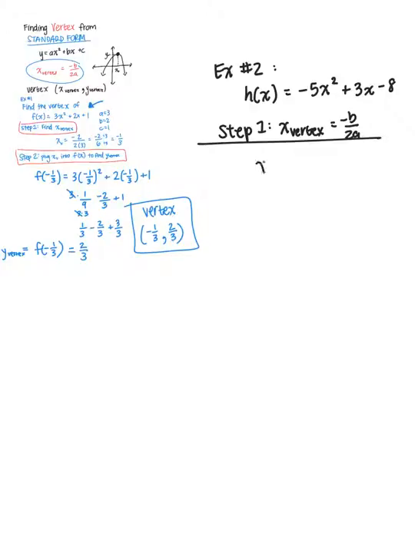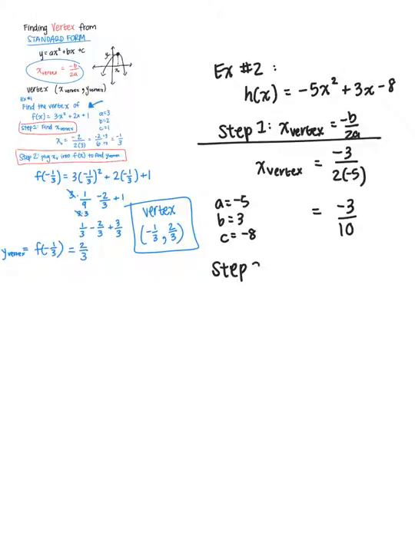And that is going to give us, with an a of negative 5, a b of 3, and a c of negative 8, negative 3 over 2 times negative 5, which is going to give us negative 3 over 10. So cool, we have the x value of the vertex. The second step is to get the y vertex, which is just going to be the same thing as if we plug negative 3/10 into that h function. Okay, so let's go ahead and do that.